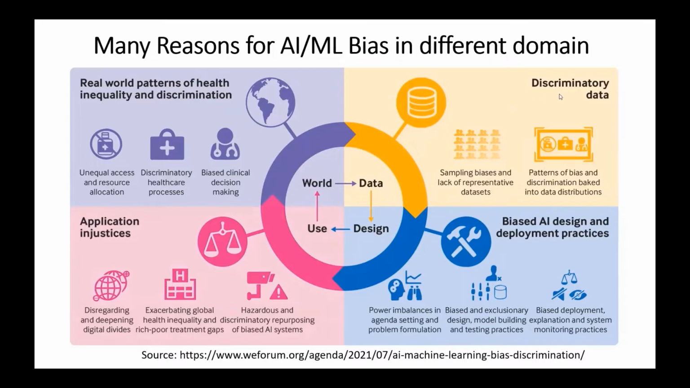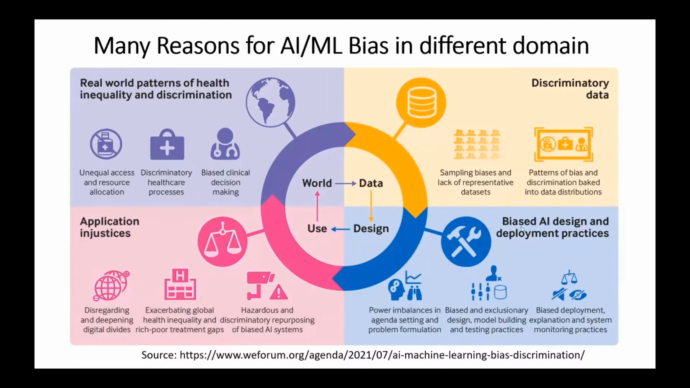The data collected from the world, look at the data collection aspects. So discriminatory data collection, where you can see the sampling bias and lack of representative data sets. Patterns of bias and discrimination baked into data distributions. So sometimes it is difficult to collect data from different segments of the population, and that also creates discrimination in decision making.